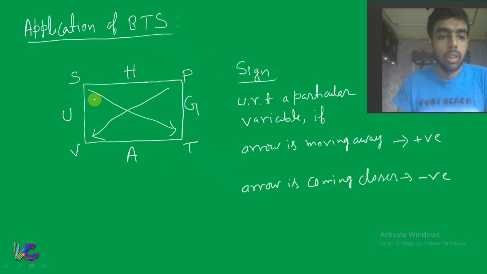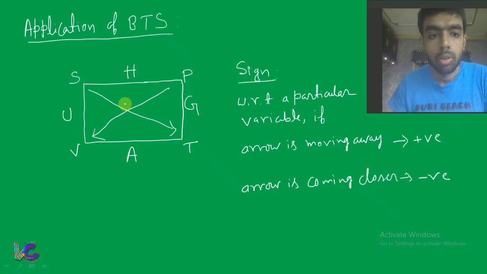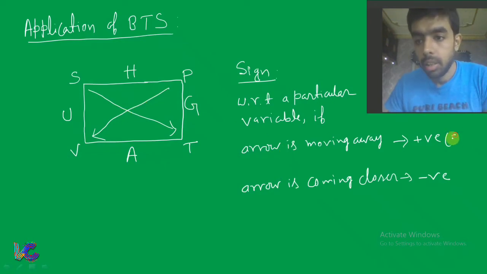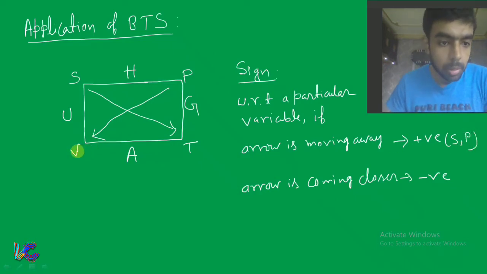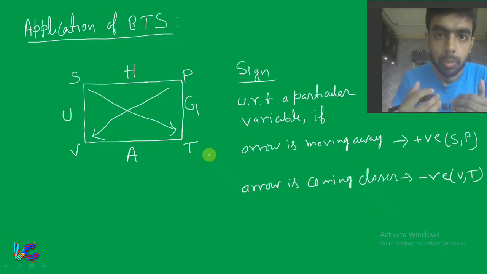That means you can see from S the arrow is moving away, and from P the arrow is moving away. So for S and P we'll use the positive sign, and for V and T the arrow is coming closer to V and T. That means there we'll use the negative sign.